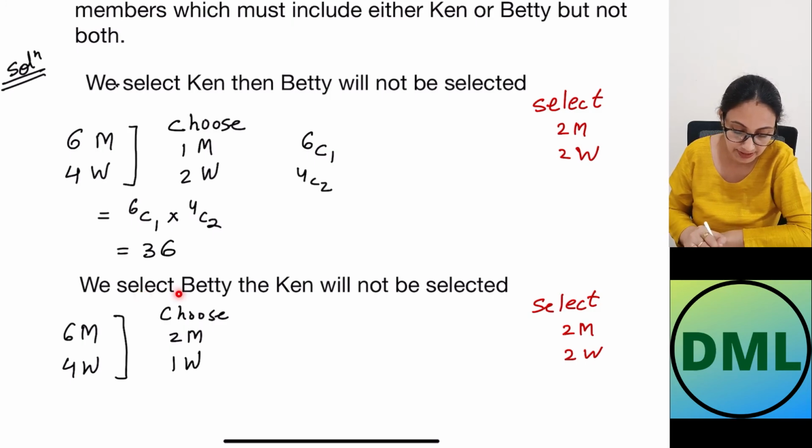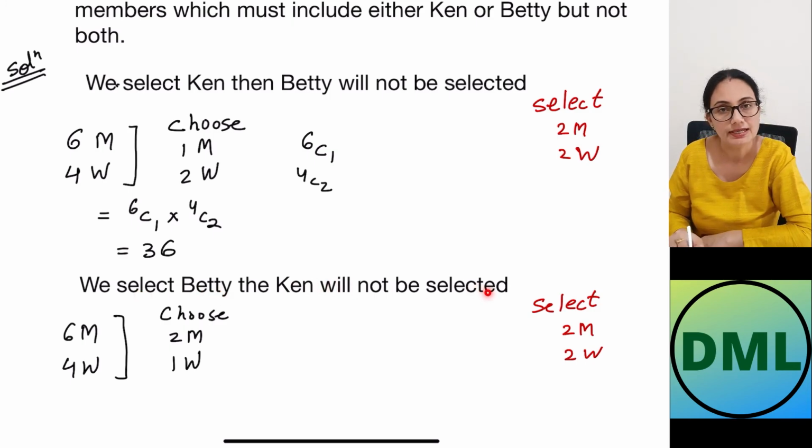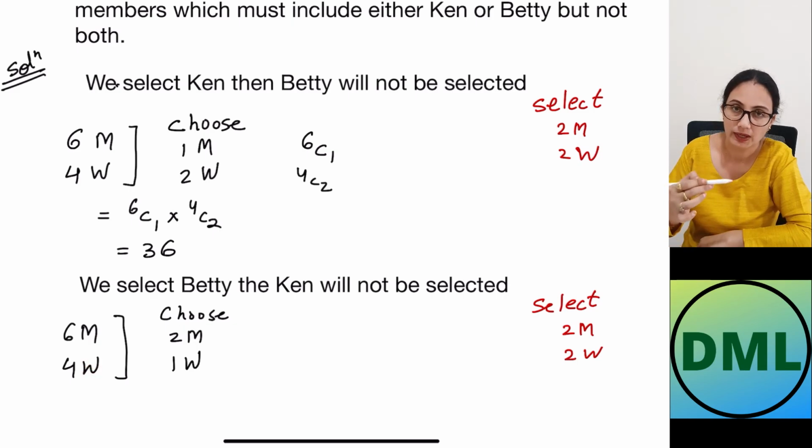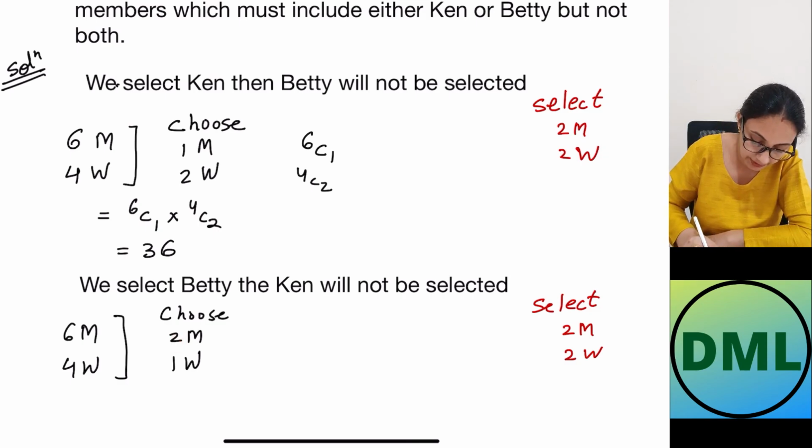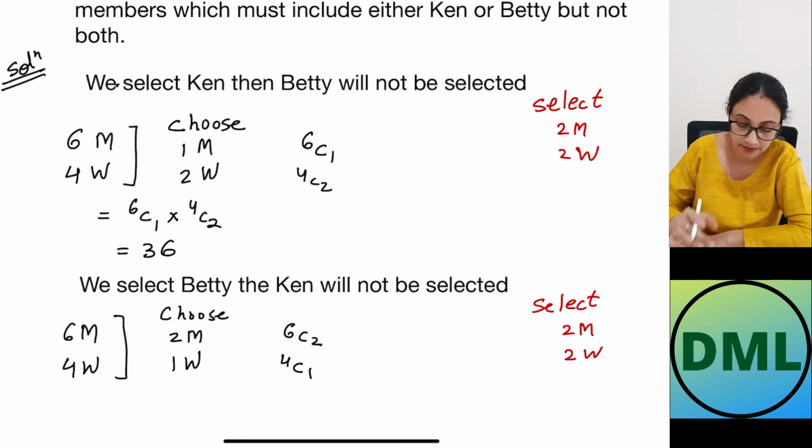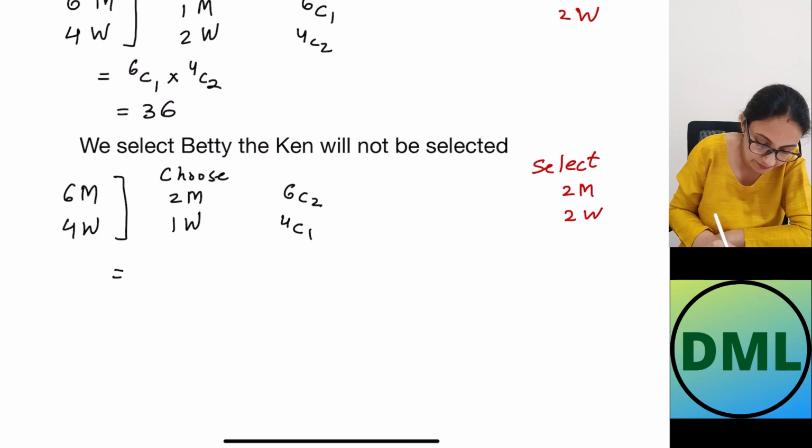Now suppose we selected Betty and Ken will not be selected. So we are left again with 6 men and 4 women. We have reduced by 1 man and 1 woman, and we have to select 2 men and 2 women. Out of that, 1 woman I already selected, so 1 woman is reduced from here. So I need to select only 1 woman and 2 men. So this can be done in 6C2 ways and 4C1 ways. Because I am doing it together, I need to multiply my answer. So my answer will be 6C2 multiplied by 4C1. If you multiply this, your answer will be 60.